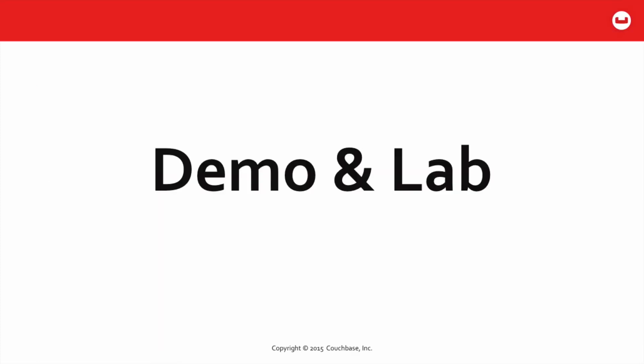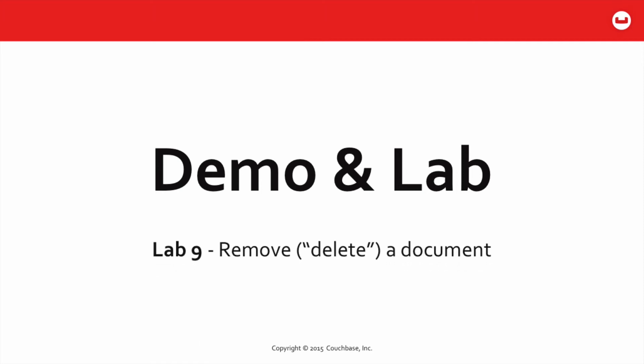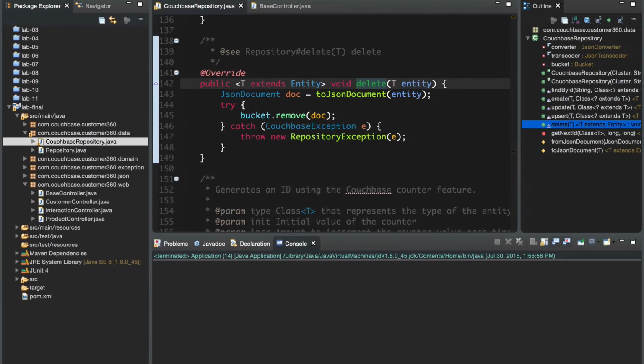Now in our lab here, we're going to put it through our fingertips for reinforcement, how to remove or delete a document. In your code, in Couchbase repository, you'll go to the delete method of the repository, which in turn will use the remove method of the bucket.